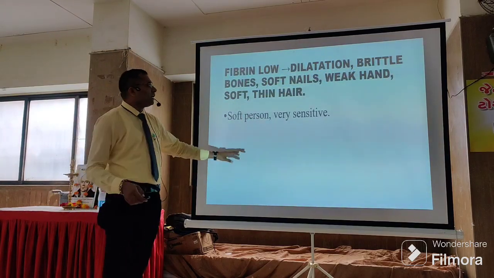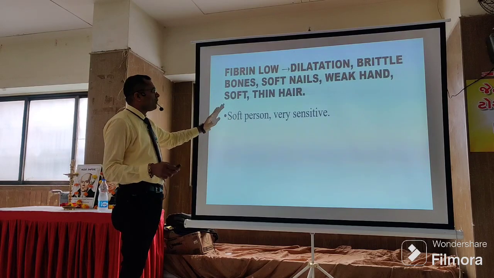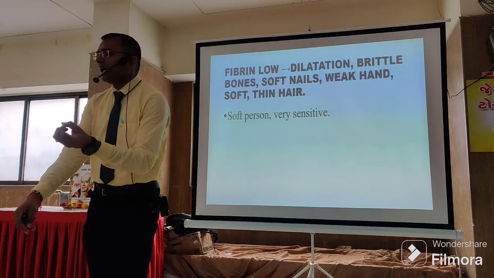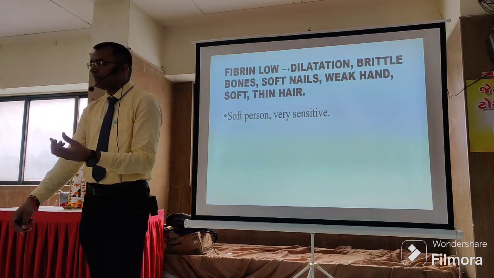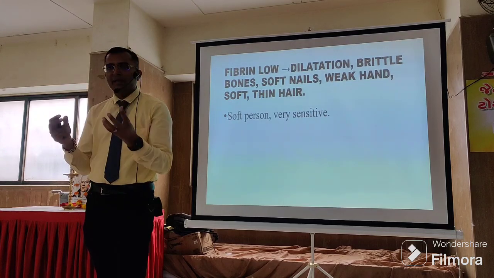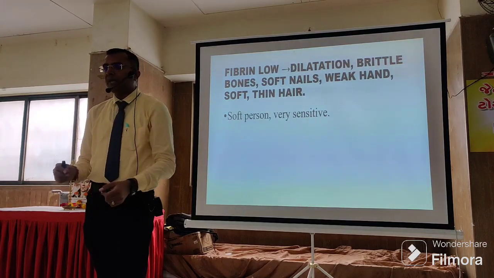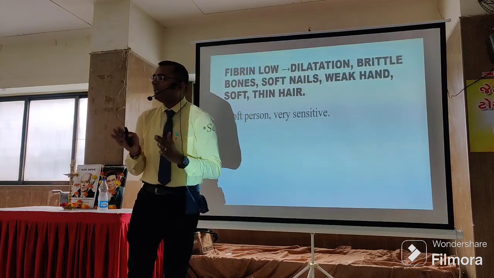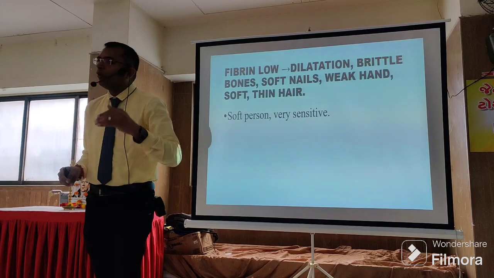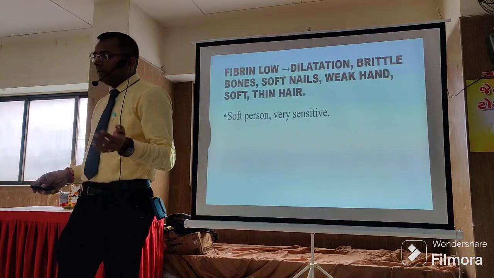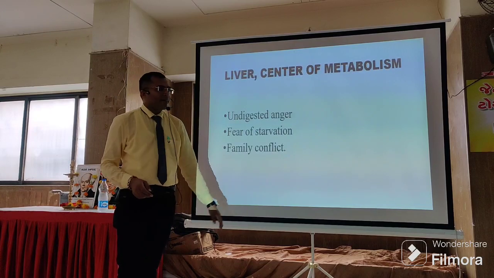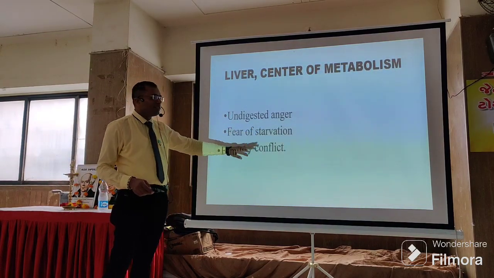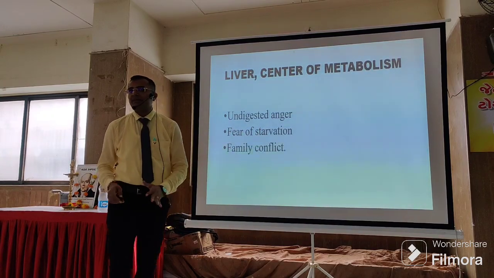Fibrin low. So fibrin low gives rise to dilatations, brittleness, softness, weak hand, soft teeth. Most of the time you have seen the soft child. This is fibrin less. Their cheek is very soft and flabby. Their skin is very soft and flabby. This is elastic fibrin low. This gives rise to children who are very mild and yielding, a diligent kind of personality. They can obey anyone. They are servile. This is fibrin low. Initially I said liver is the center of metabolism, so liver is associated with the undigestible anger, fear of starvation or the family conflict.